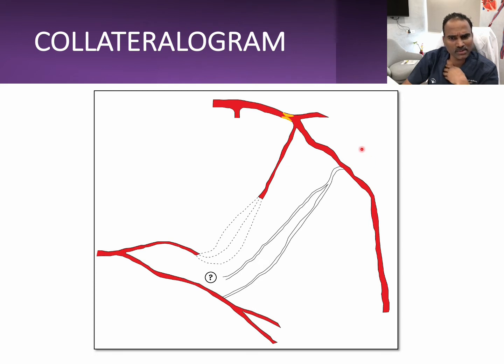Yeah, this is the collateralogram showing a significant, moderate lesion in the proximal LAD before the septal collateral origin. So before crossing retrograde in this patient, most likely we have to address this lesion. Otherwise it is like a single surviving artery, and the patient might get complicated during the course of the procedure.